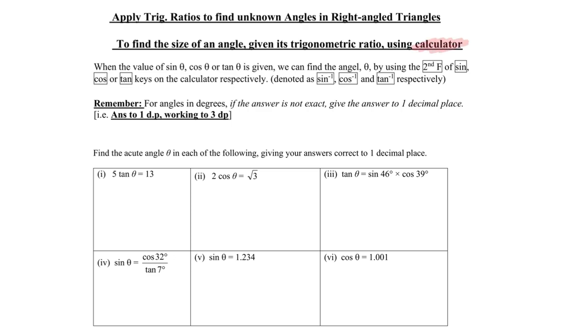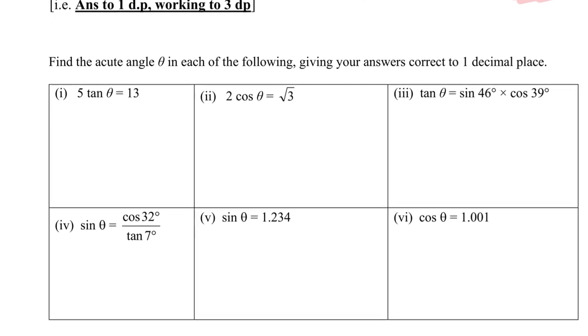In this video, we are required to make use of our calculator to find the angle given its trigonometric ratio. For such questions, we need to use the second function, which triggers the inverse, where a -1 comes up. Quick reminder: for angles in degrees, if it is not an exact value, we round our answers to 1 decimal place. So let's zoom in.